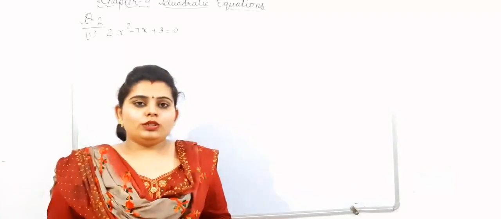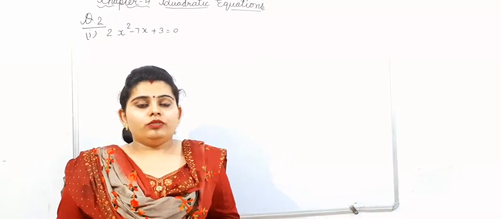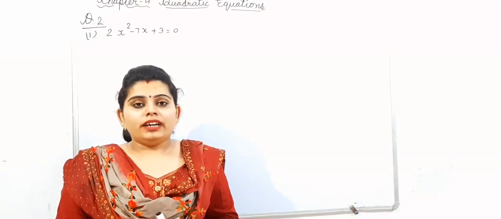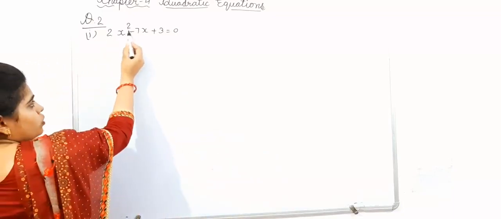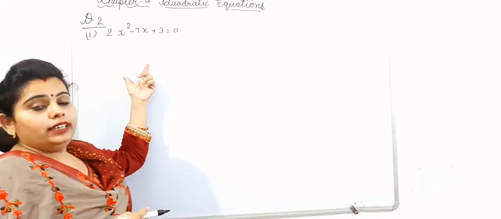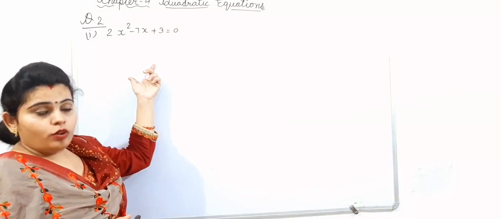In this video, we will do the second question of exercise 4.3. In the second question, we have to solve the first question's equations, but using the quadratic formula. The first part is 2x square minus 7x plus 3 is equal to 0. Now we have to find the roots of this equation by using the quadratic formula.